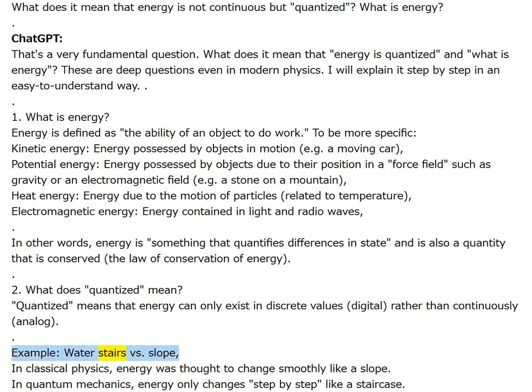Example: water stairs versus slope. In classical physics, energy was thought to change smoothly, like a slope. In quantum mechanics, energy only changes step by step, like a staircase.